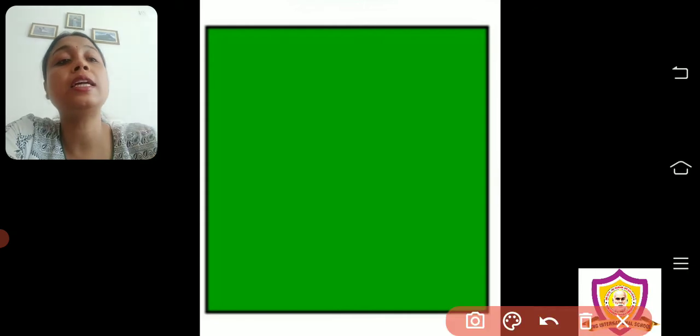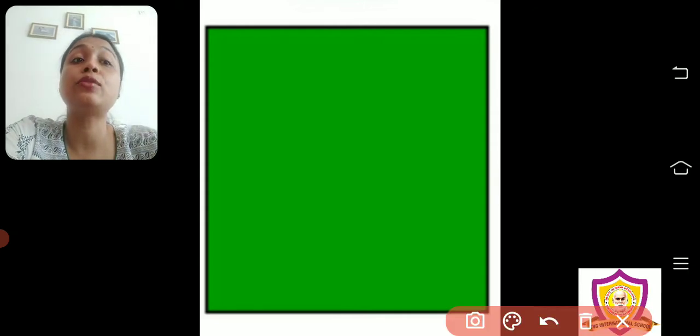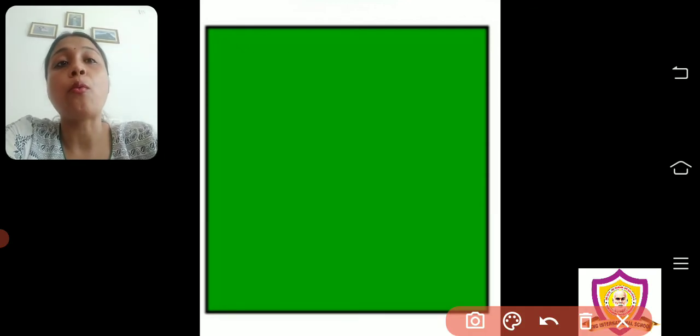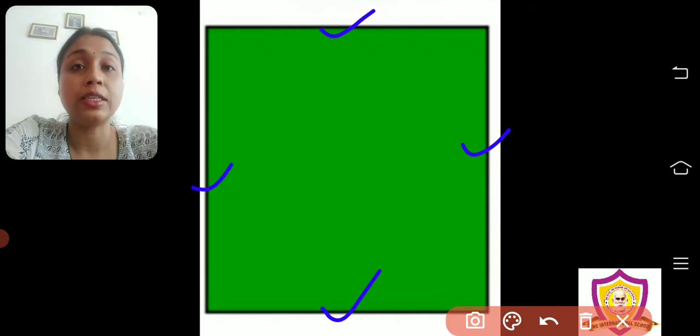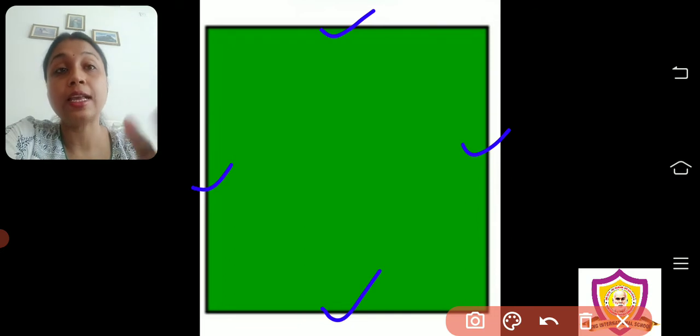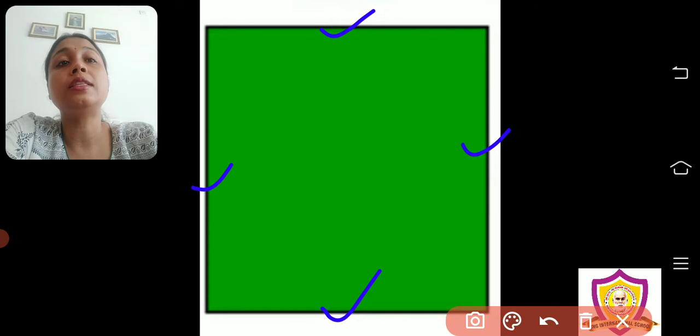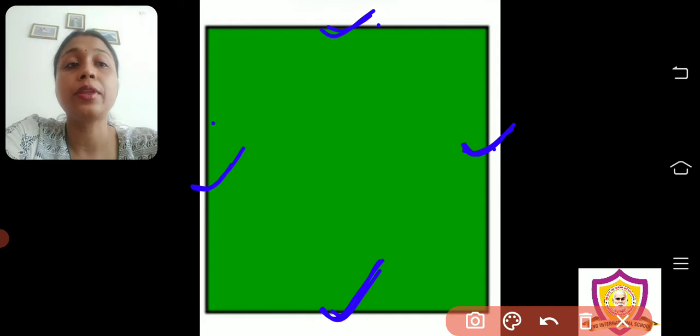4 sides. Let's check whether this square has 4 sides or not. I will take my brush and I will count. 1, 2, 3, 4. Yes, this square also has 4 sides and all sides are equal. It means this side is equal to this side, and this side is equal to this side. It means all sides are equal.